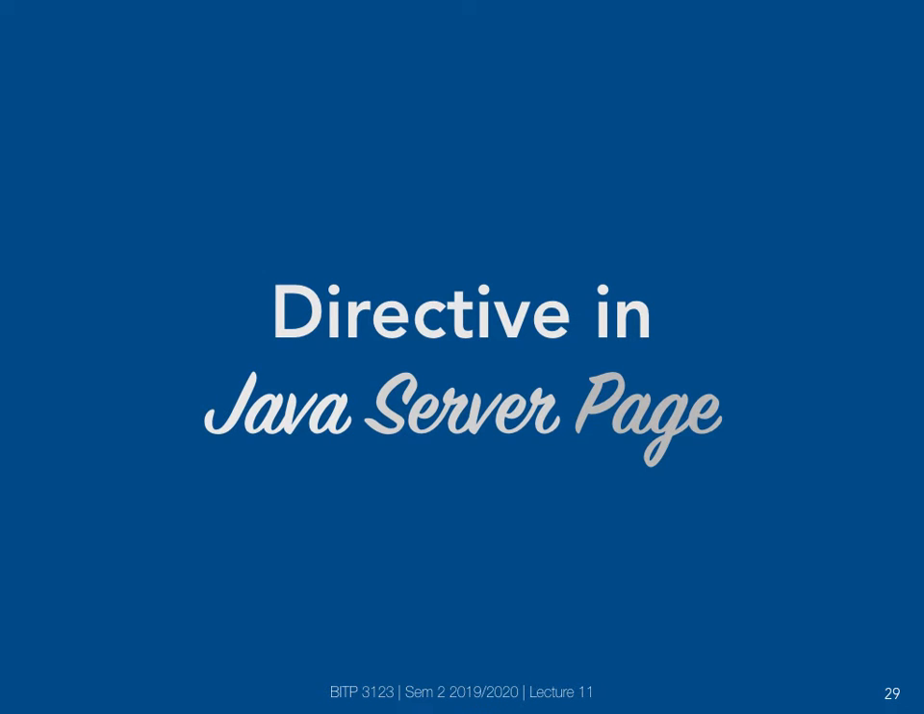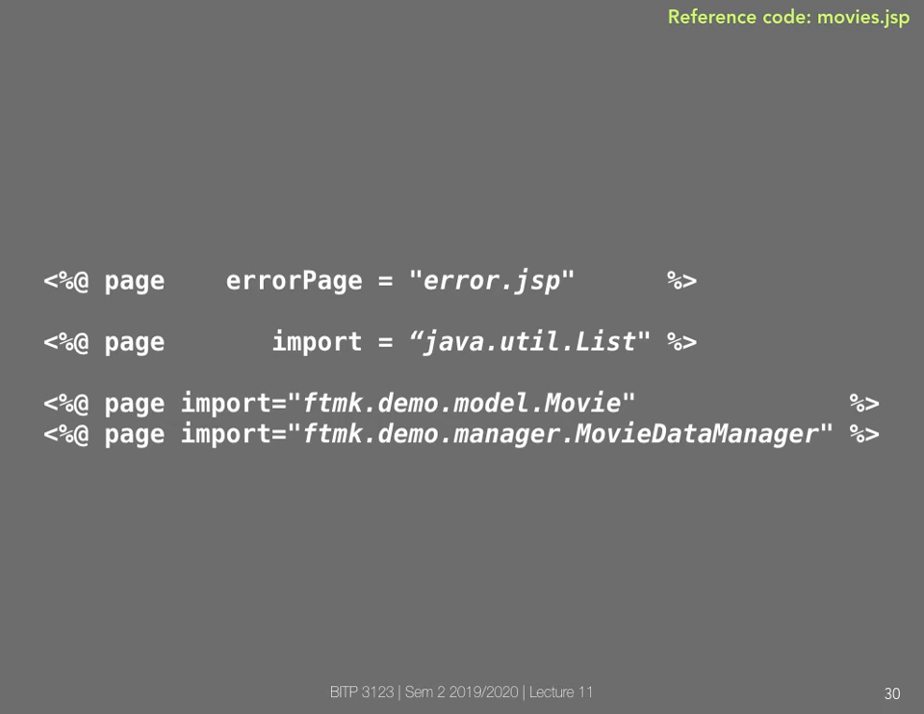The second component used to write JSP script is directive. Directives are used to control the overall structure of the JSP. This example here is referring to movies.jsp. This file lists a movie from the server. This page is interacting with Movie Data Manager to retrieve a list of movies.